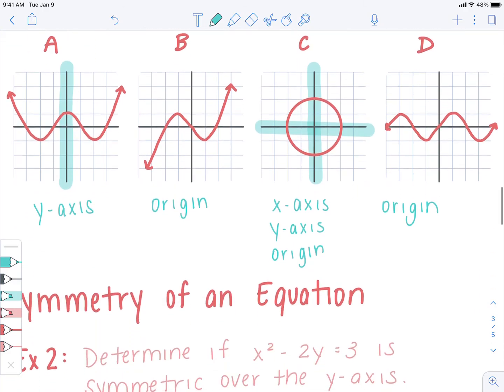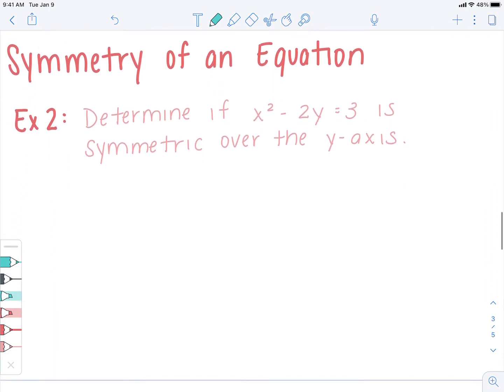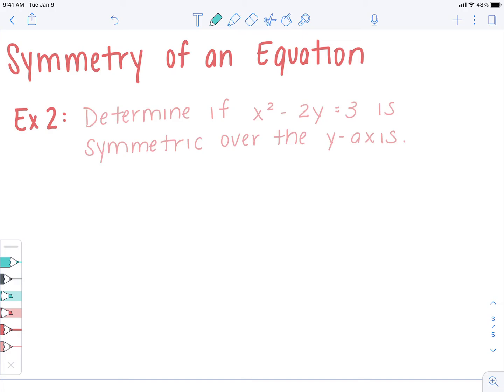But some of your classwork is going to actually ask you to prove if an equation has x or y-axis symmetry or origin symmetry. So in order to do that, if I gave you: determine if x squared minus 2y equals 3 is symmetric over the y-axis, the first thing you're going to need to know is, if you have any point (x, y) and you're symmetric over the y-axis, what happens to those points. So those little tips that we wrote down in the beginning.